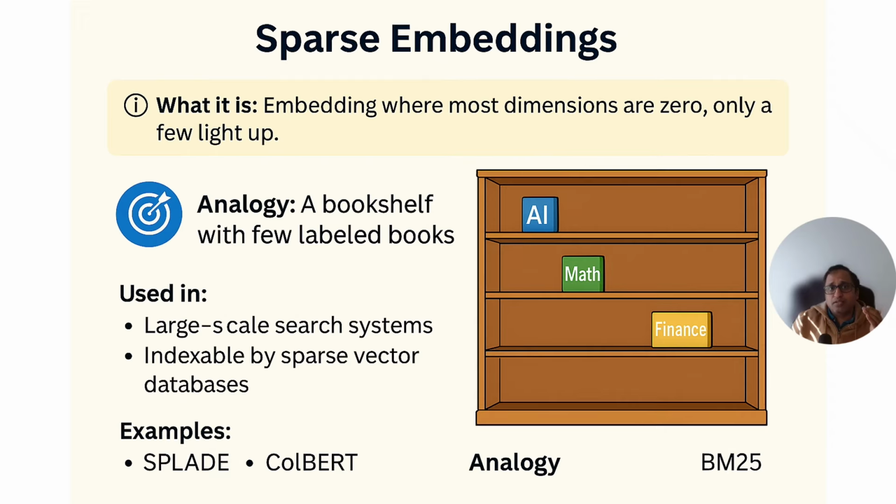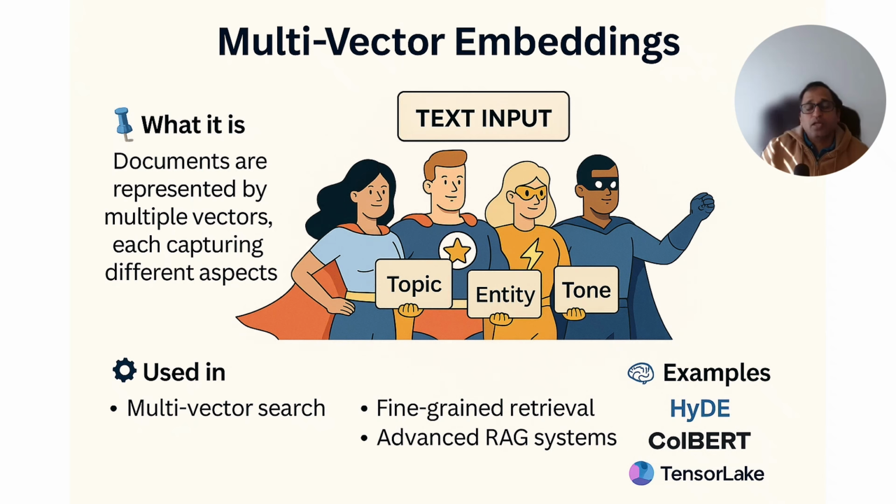So why are these models powerful? When you want a keyword driven representation, for example enterprise scale search where precision matters, that's where sparse embeddings are really helpful. Now let's move on to something more advanced, which is multi-vector embeddings.